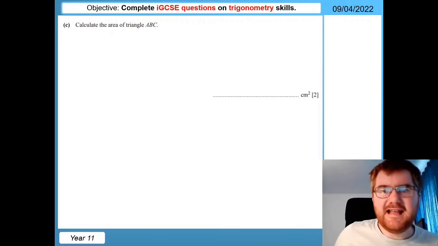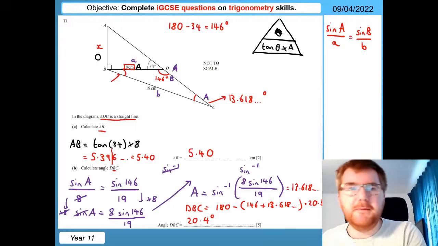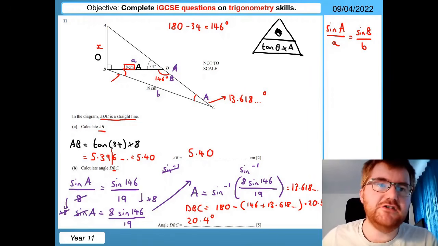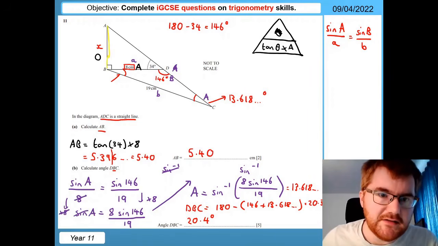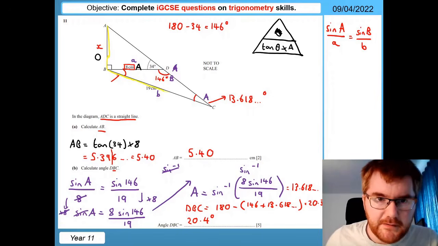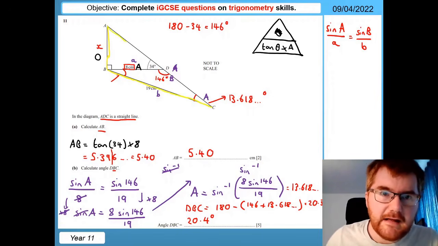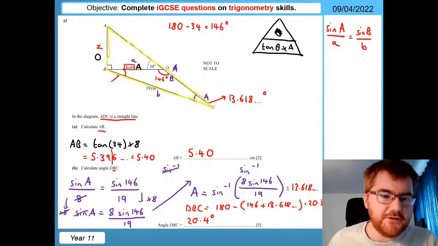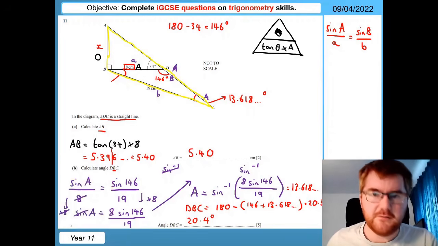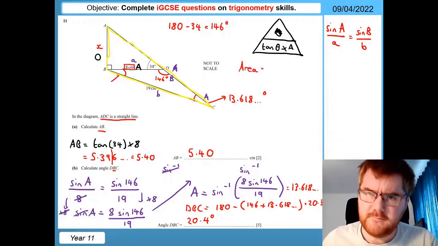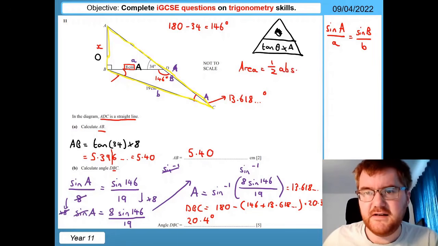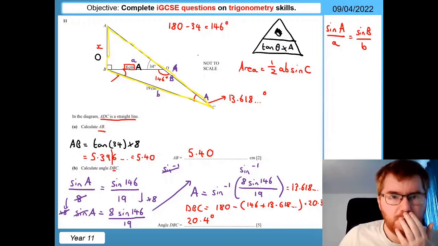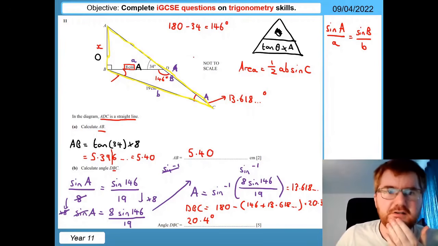So now we need to calculate the area of triangle ABC. Now, just keep in mind here that the triangle ABC, so if I do this in a different color, let's do some yellow, is the entire triangle that we see in front of us. So it's this part, and this part here. So we try and find the whole triangle together. Now the easiest way of doing this is to use that formula from the formula sheet that we haven't mentioned yet. So the area is equal to a half AB sine C, where A and B are two sides and the C angle is in the middle. Now the one that comes to mind here is to use some of the things that we already have.